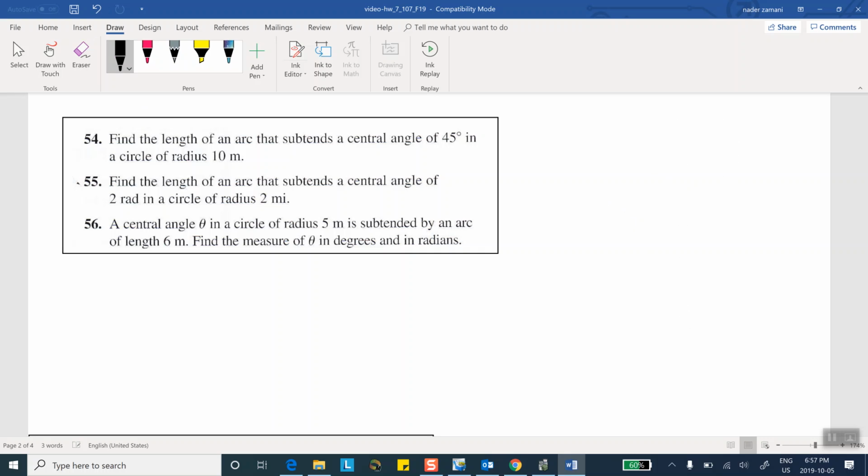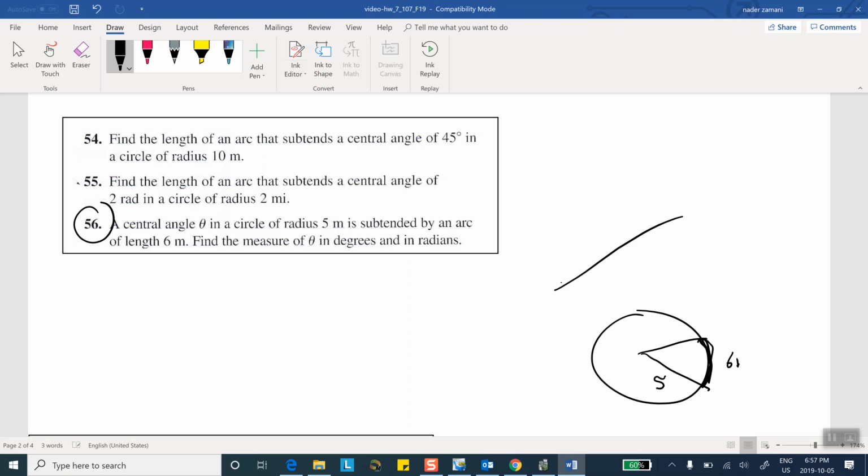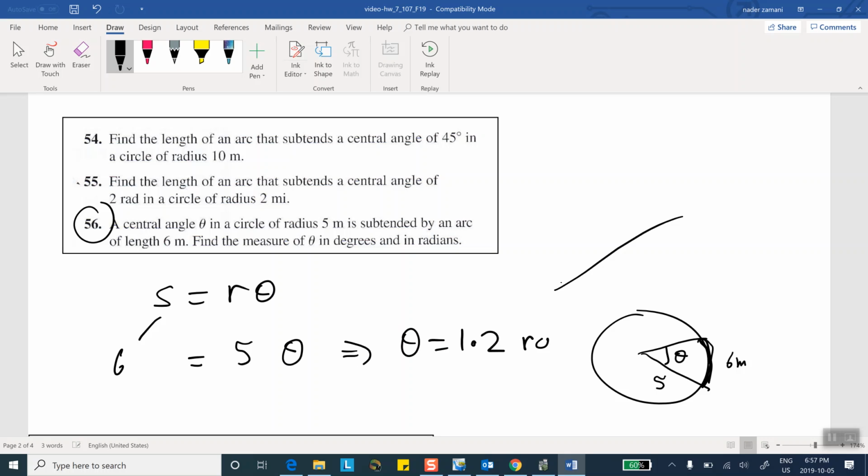Number 56. It says, let me draw that thing. The central angle theta in a circle of radius 5 meters. So the radius is 5 meters, and it subtends an arc length of 6 meters. What is this angle theta? So we write down S equal to R theta. We know that this is 6. We know that the radius is 5, and we get theta. And theta is going to be 1.2 radians.